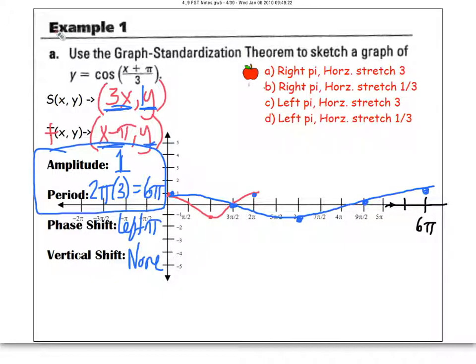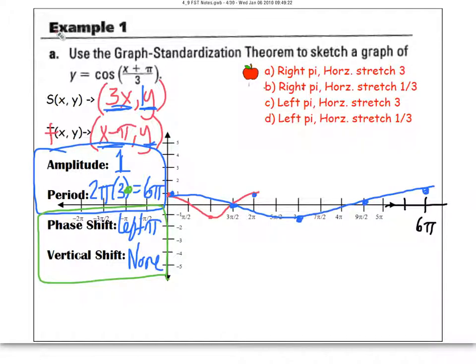Now, let's take that stretched graph and actually translate it. What we have to do to the phase and vertical shift is this. I have to move this left pi units. That means this little point right here has to go back a complete pi unit. So let me take it and put it right there. This one that is sitting at 1.5 pi has to go back a full piece of pi, so it's going to sit right here.